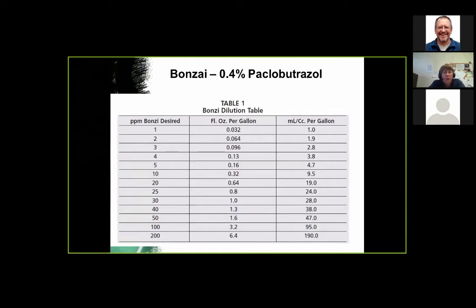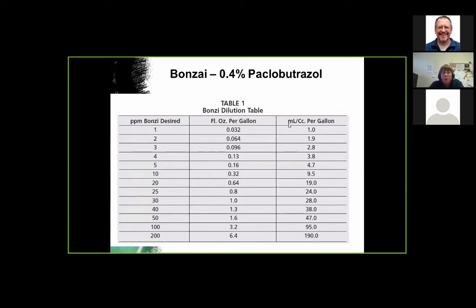So here's an example of a PGR. This is a very well-known bonsai with 0.4% the active ingredient paclobutrazol. And right there on the label is how to mix it. Whatever part per million concentration you're looking to mix up, you just read it off the table and it tells you how to dilute this, whether you want to measure out fluid ounces per gallon or milliliters, and here they're just noting that milliliters and cc's, cubic centimeters, are the same thing. So milliliters per gallon.